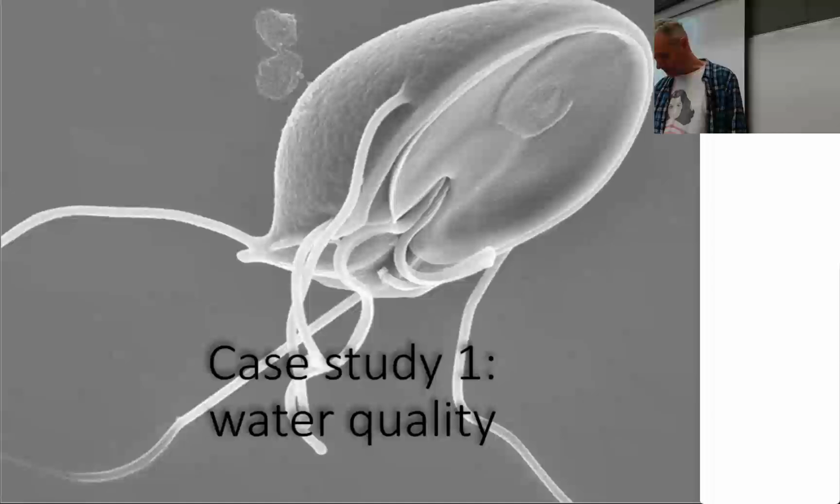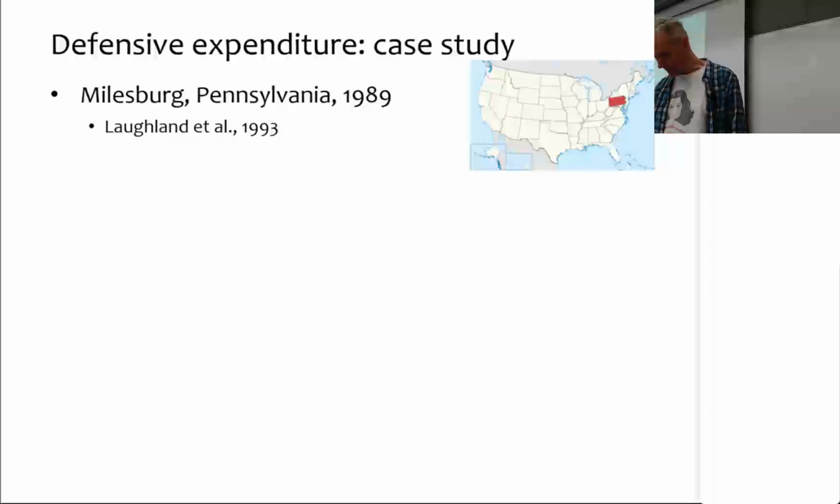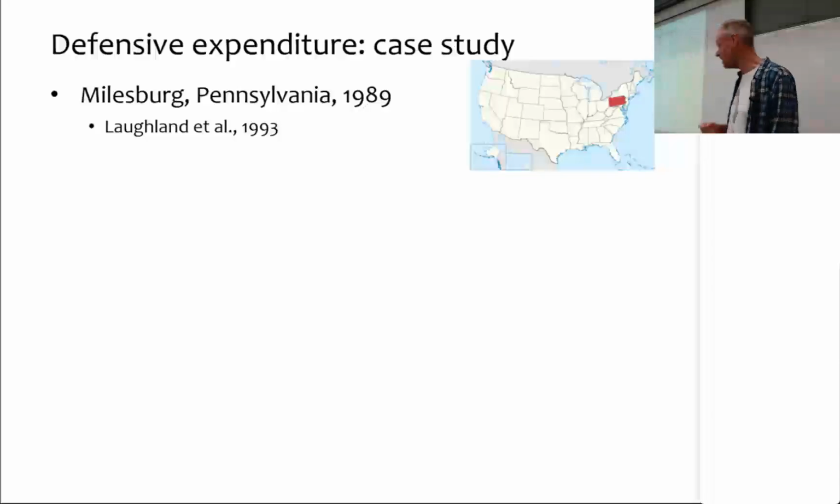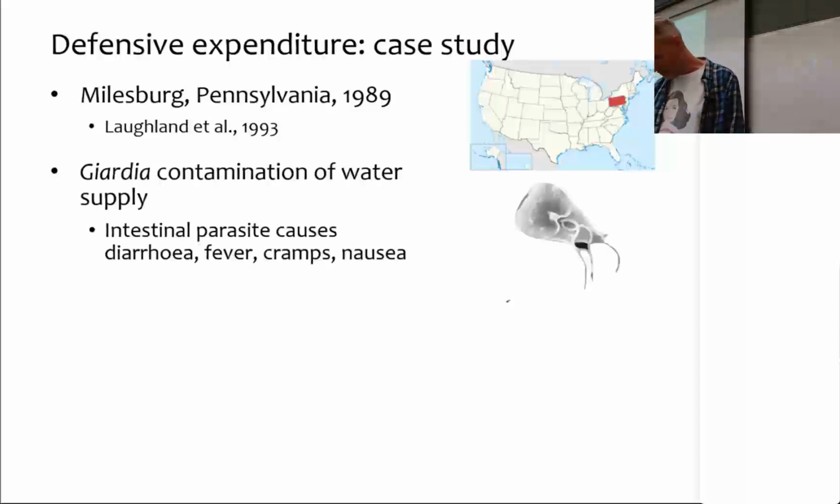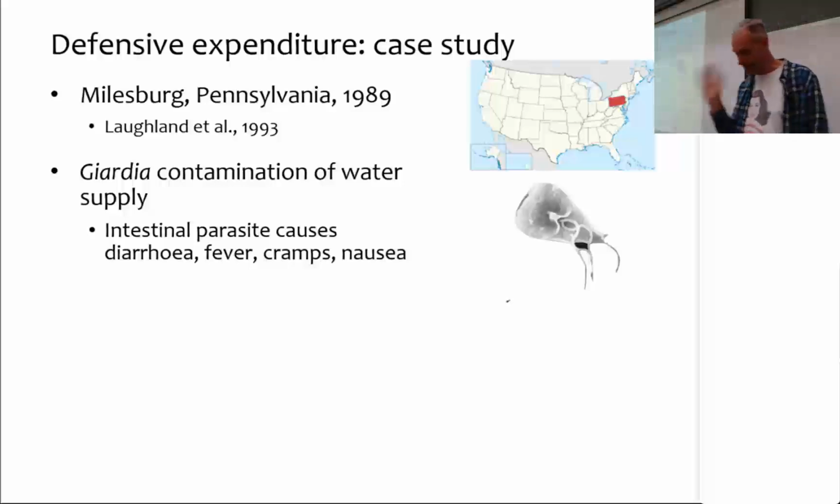Let's look at a particular case study, and I'm going to take you way back when, to long before you were born. We're in Milesburg in Pennsylvania in 1989. This was documented by Laughlin in 1993. And the problem in Milesburg at this time was that the drinking water was contaminated by giardia.